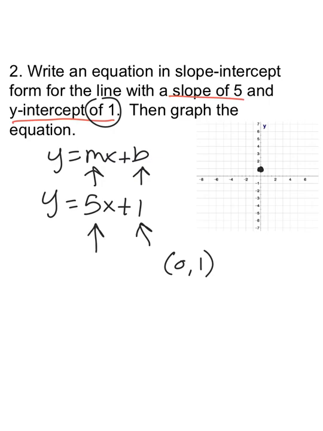And then we plot our slope. So we know that if it's a whole number, we always put it over 1. And so from our y-intercept, we're going to go up 5, 1, 2, 3, 4, 5, and then over 1 to make a point. And then we can do the opposite and go down 1, 2, 3, 4, 5, and over 1. Again, you're counting your slope from your y-intercept before you graph your line.